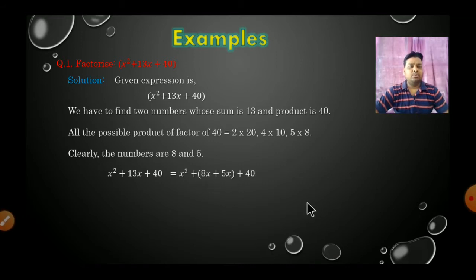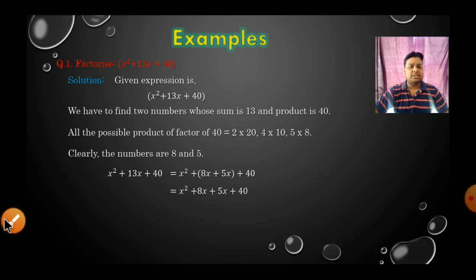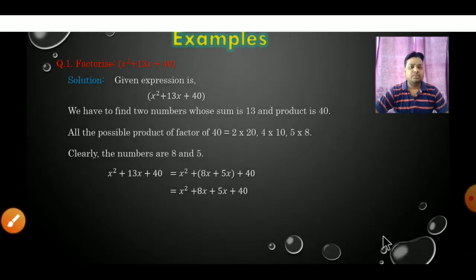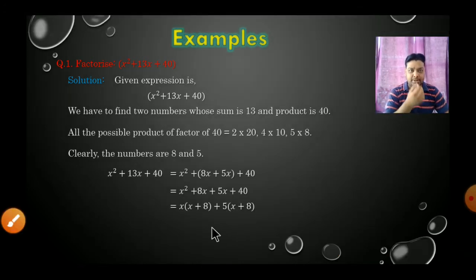Now remove the bracket. Outside there is a plus sign, so no sign will change. Now you can see that the terms are in two pairs, one pair and a second pair. Now we have to find the common factor of x square and 8x. In x square there is no constant term, and in 8x the only constant is 8, so we can't take any constant as common. So we will take a variable. From x square and x, we can take one x common. So we will write x into (x plus 8).